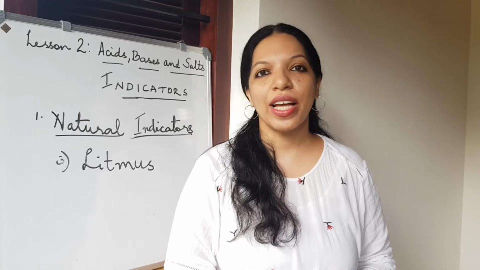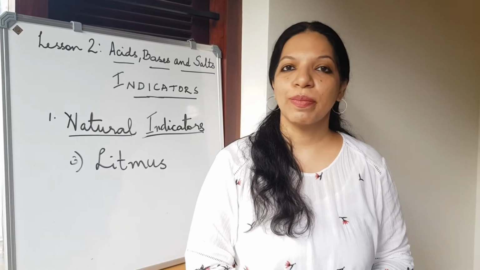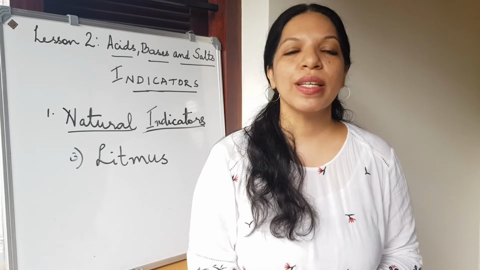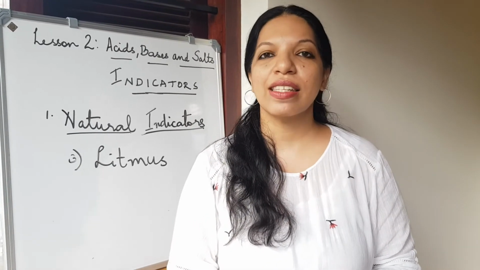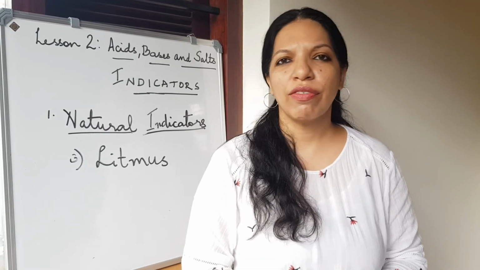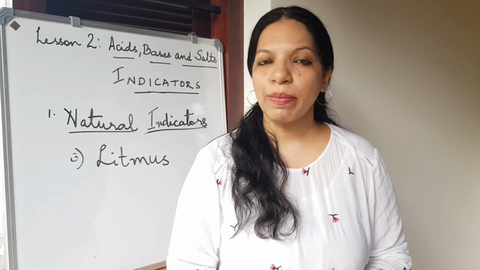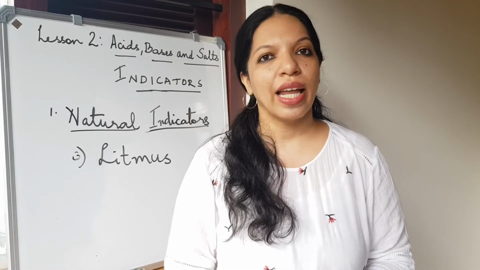Third example of a natural indicator is litmus or litmus paper. So litmus is a dye extracted from lichen. Lichen is a composite organism of fungus and algae, and litmus is a dye extracted from lichen.